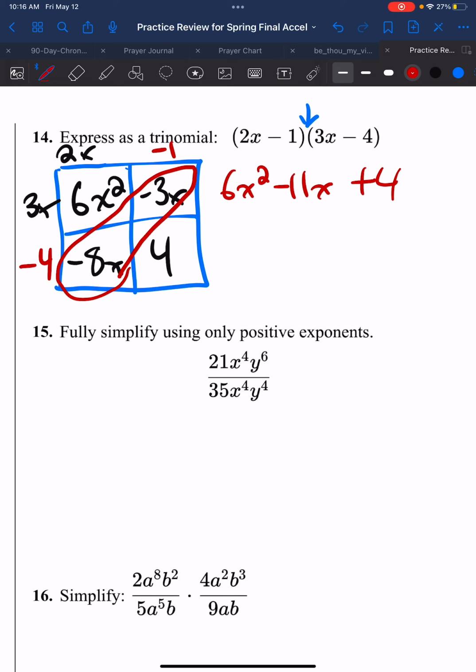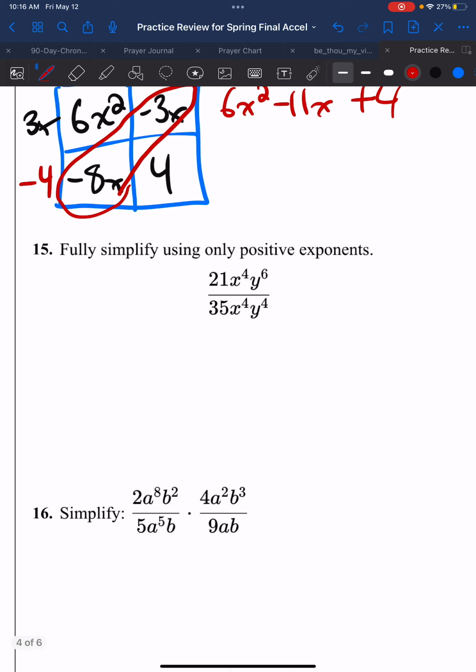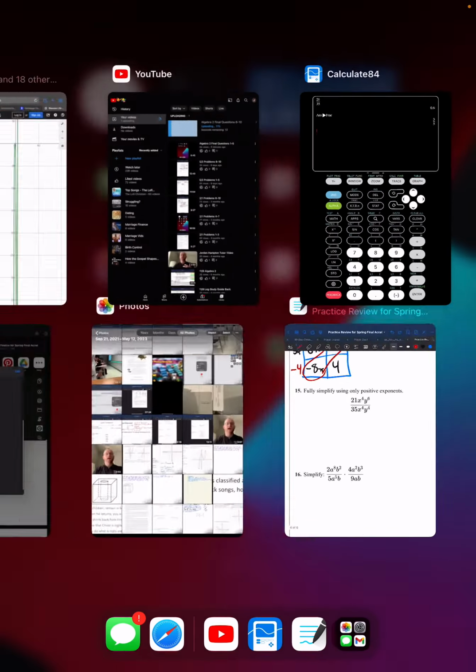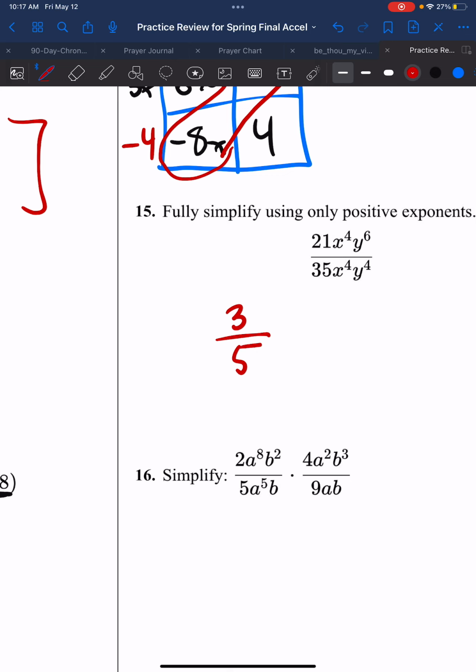Okay, and last one for this video. It says fully simplify using only positive exponents. The way that I do this is first, worry about the numbers. That's the easier part. So right here, 21 over 35. To simplify that, you can just do it in your head, or you can come over here to your calculator and type it in as a fraction, 21 over 35, and it'll fully simplify it for you. If it gives you a fraction like that, you can just go math, enter. So the simplified version of the numbers is 3/5.